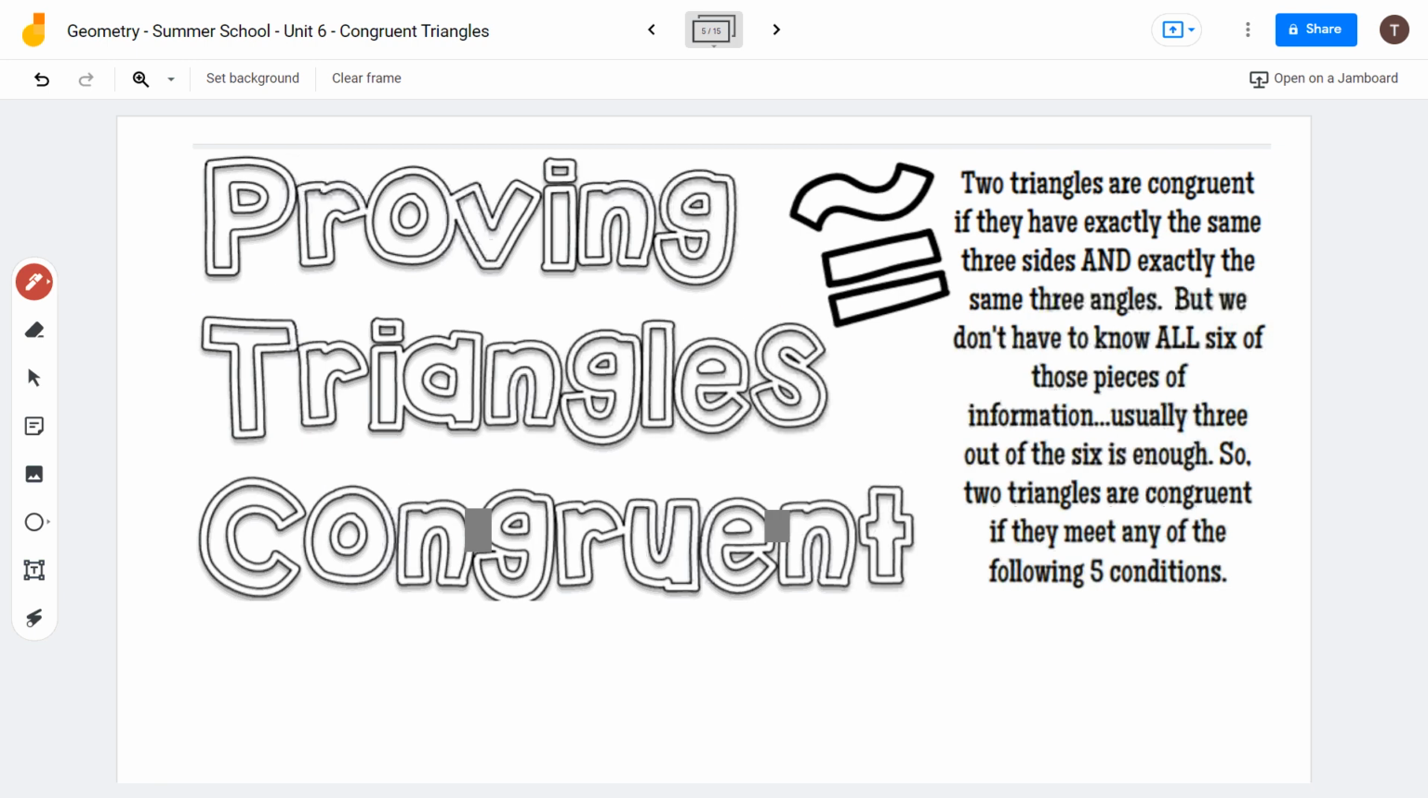So 2 triangles are congruent if they have exactly the same 3 sides and exactly the same 3 angles. But we don't need to know all 6 pieces of information. Usually 3 is enough. It's not always going to mean that 3 proves them congruent, though. We could have the wrong 3 pieces of information. So we need to make sure we have one of these 5 conditions.